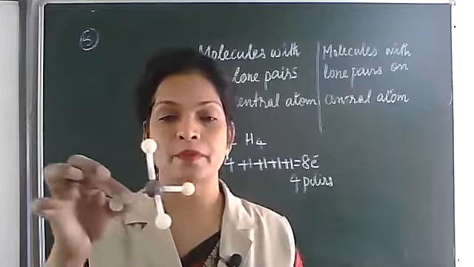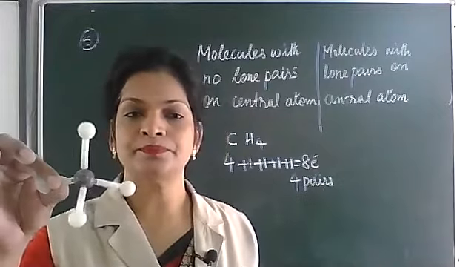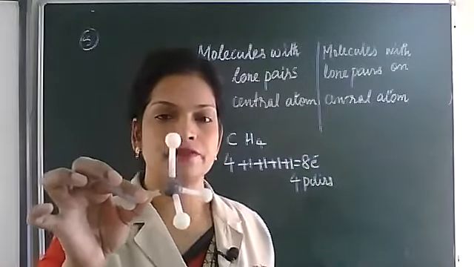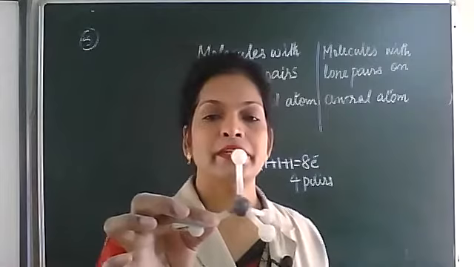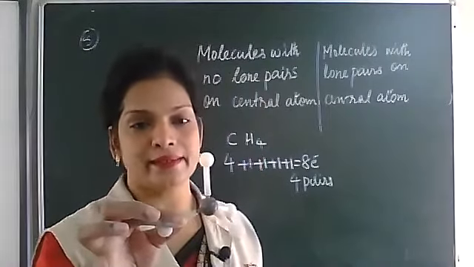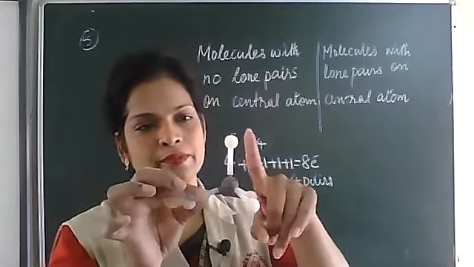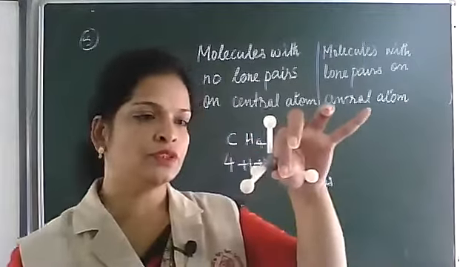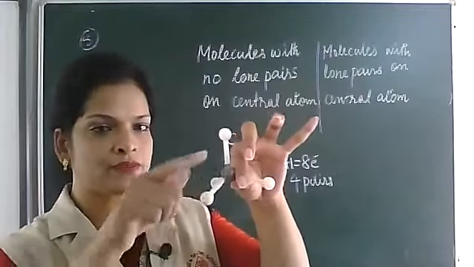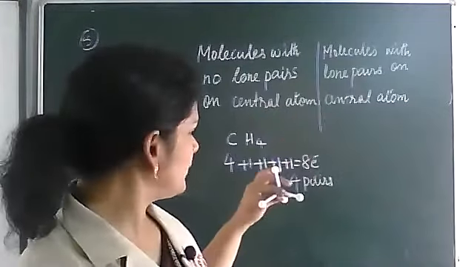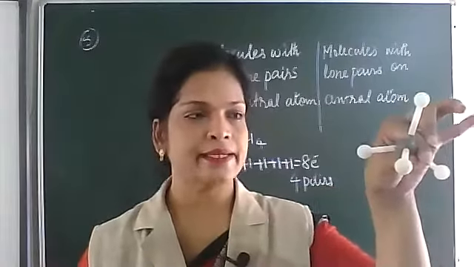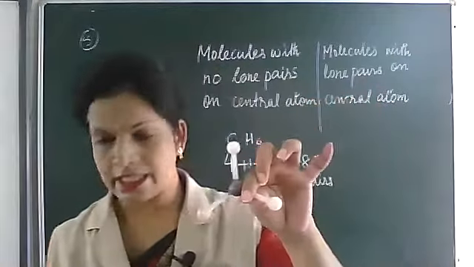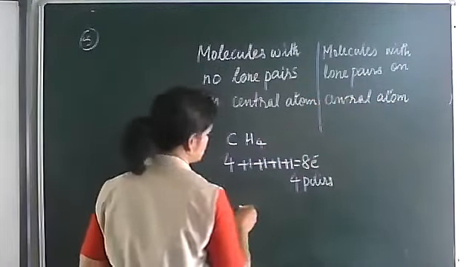So this is the shape of CH4. 4 pairs of electrons are pointing towards the corners of a regular tetrahedron. Tetrahedron means you have to join them. You can join them with dotted lines. So 4 pairs of electrons. This is the tetrahedral shape. All bond angles are equal, which is equal to 109 degree 28 minutes.